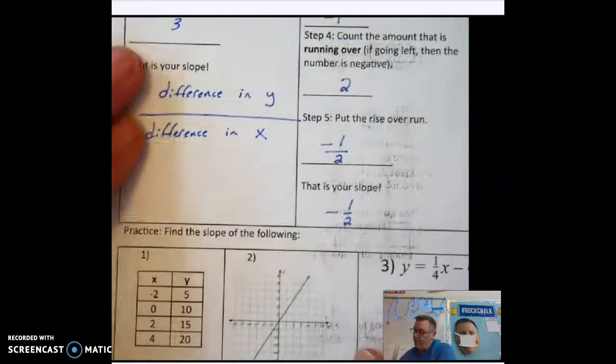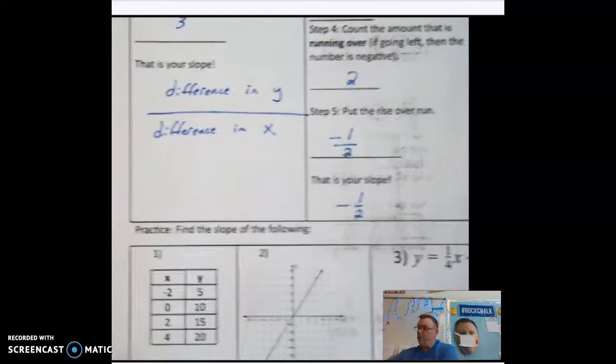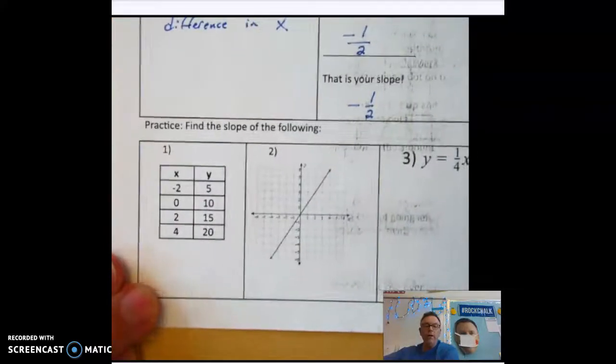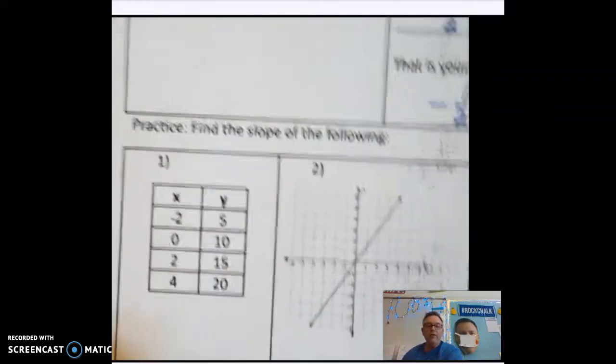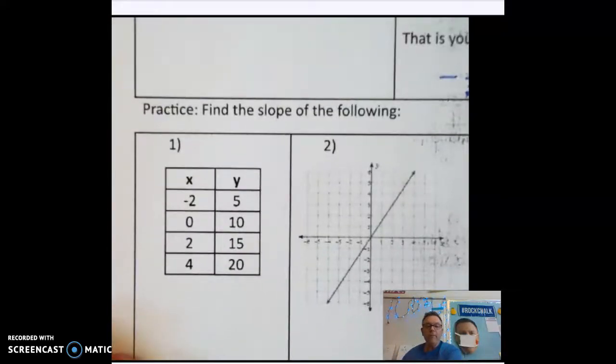All right, so what I would like you to do is I would like you to practice. So we're going to do number 1 first. And this one is just a straight table. And I'll give you just a little time to work on that one. Okay, let's see how you did.